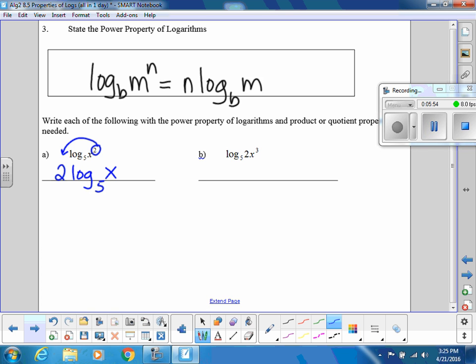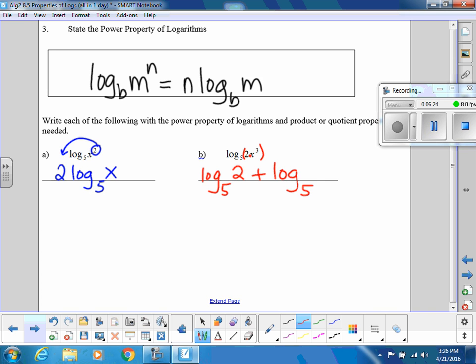Okay. Now over here, in this second example, part B, notice that I don't just have a power, but I have two things multiplied. So I'm going to use two properties here. I'm going to use the product property and the power property. So the first thing I'm going to do is split that up, because the cubed is not on both of those things. The third power is on the x, but not on the 2. So I want to split those up first before I do anything with the power.